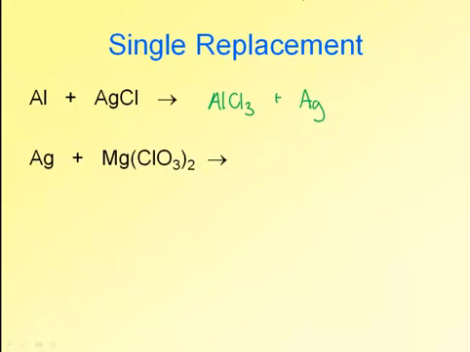Here's the second example. Use the activity series first to determine if a reaction occurs. Check Ag versus the equivalent ion in the compound, the Mg. The element currently by itself, Ag, has to be higher than what's already in the compound for a reaction to happen. Is Ag higher than Mg? No. So here, there's no reaction.